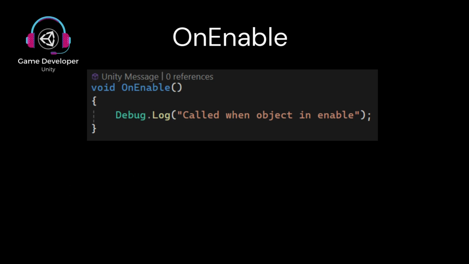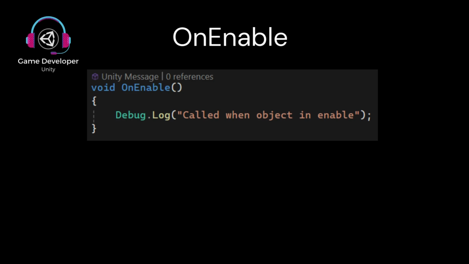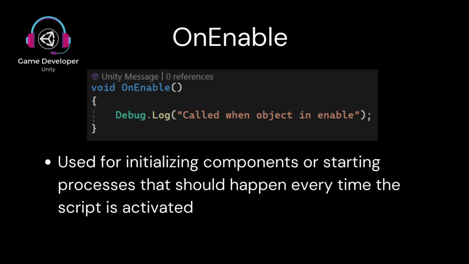Unlike Awake, which is called only once during the lifetime of the script instance, OnEnable can be called multiple times if the game object is activated and deactivated repeatedly. It's often used for initializing components or starting processes that should happen every time the script is activated. This can include starting coroutines, subscribing to events, or resetting variables.